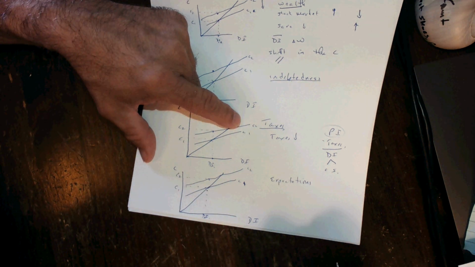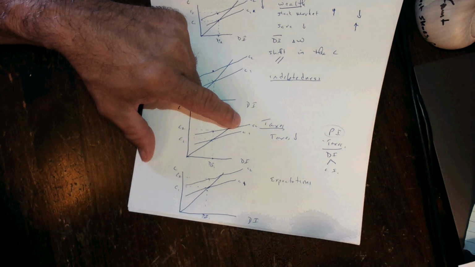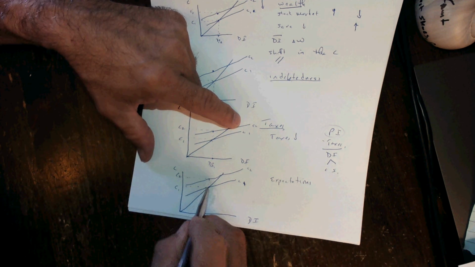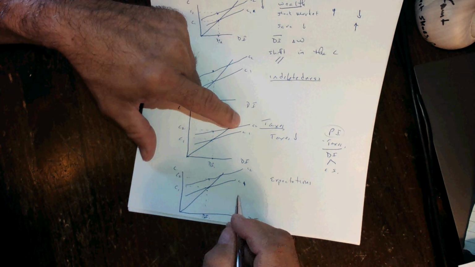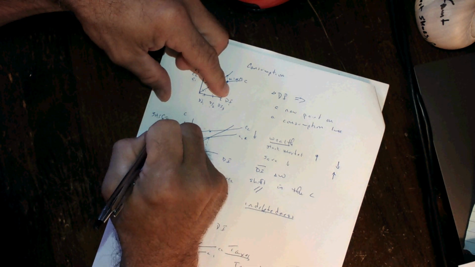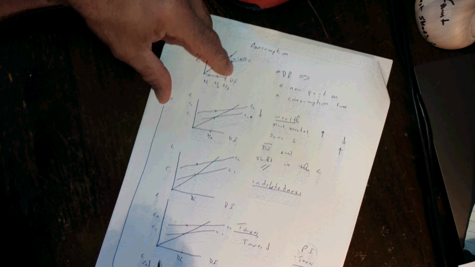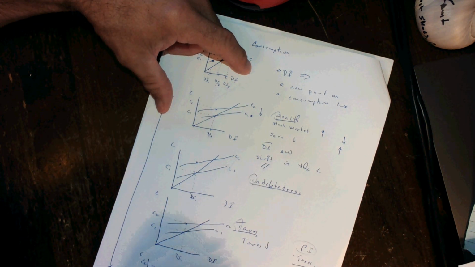If, though, you anticipate a recession in the future and you're concerned you may not get a bonus or you may lose your job, then at the current level of income, you'll cut back on your consumption. So the way to remember shifters, these are shifters, is WITE: wealth, indebtedness, taxes, and expectations.